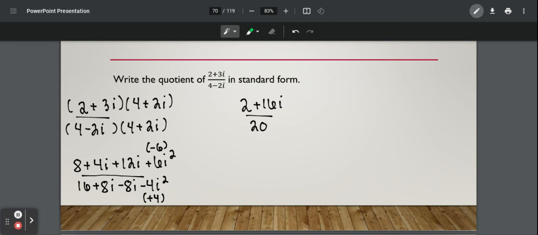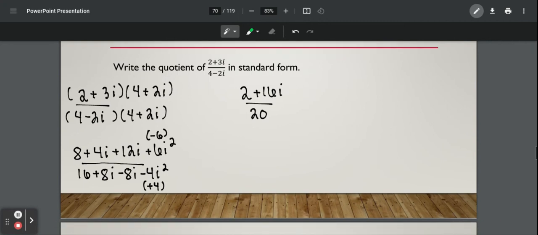And then to write it in standard form, we need a plus bi form. So 2 over 20 is your a. 16 over 20 is your b, and then you have the i, and then we could simplify it to be 1/10 plus 4/5 i.